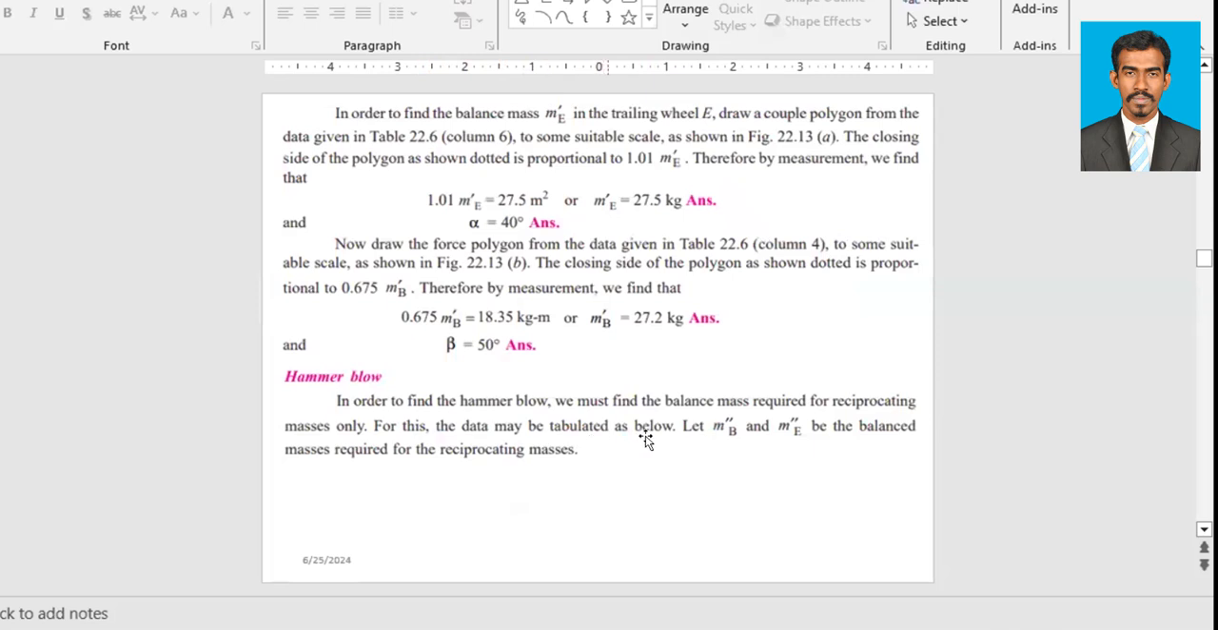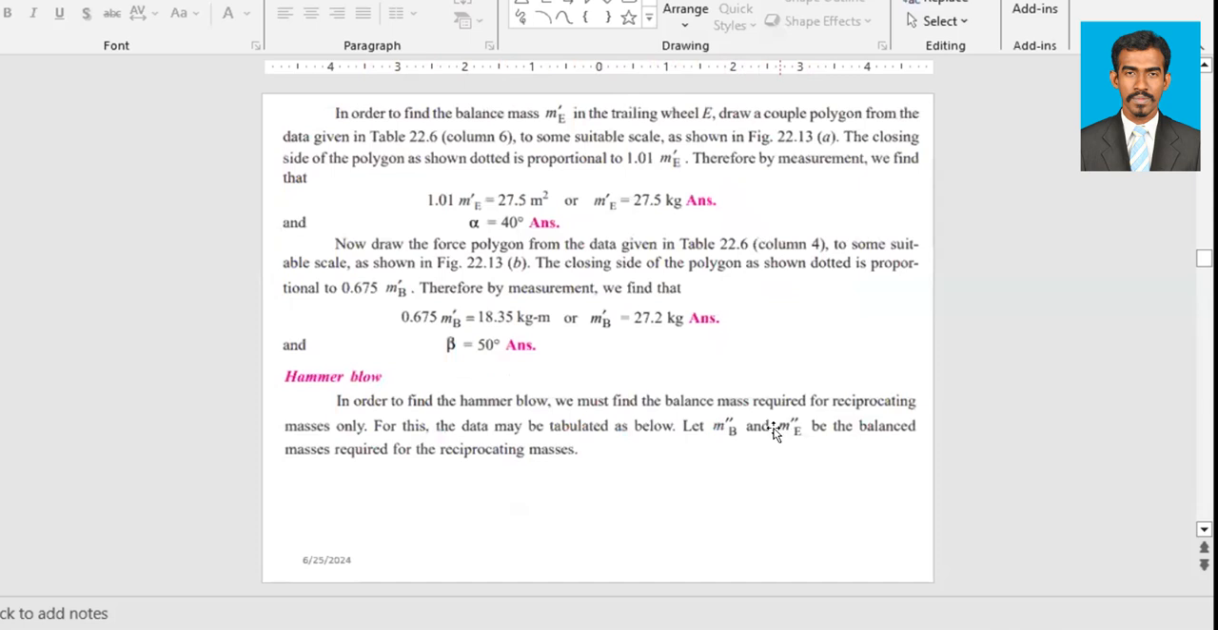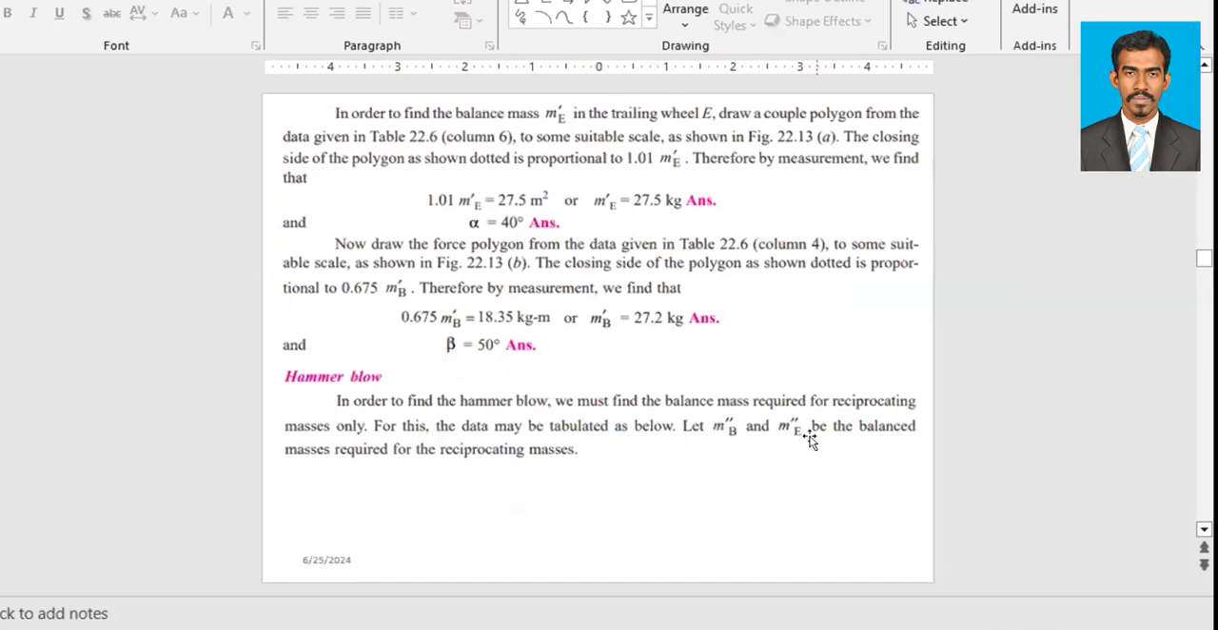For this, the data may be tabulated as below. So again, we are going to draw on the table. Let this one be m double dash b and m double dash e. So we have used m dash e and m dash b in the previous section to find the masses. So here we will use m double dash b and m double dash e. You can use another name, x, y, whatever it is. I'm using this one, right? The balancing mass which is required for the reciprocating masses.